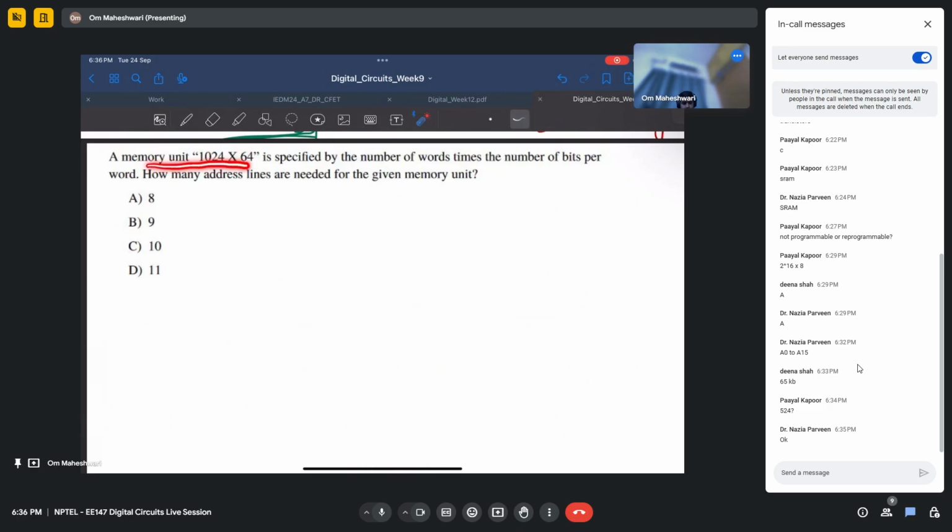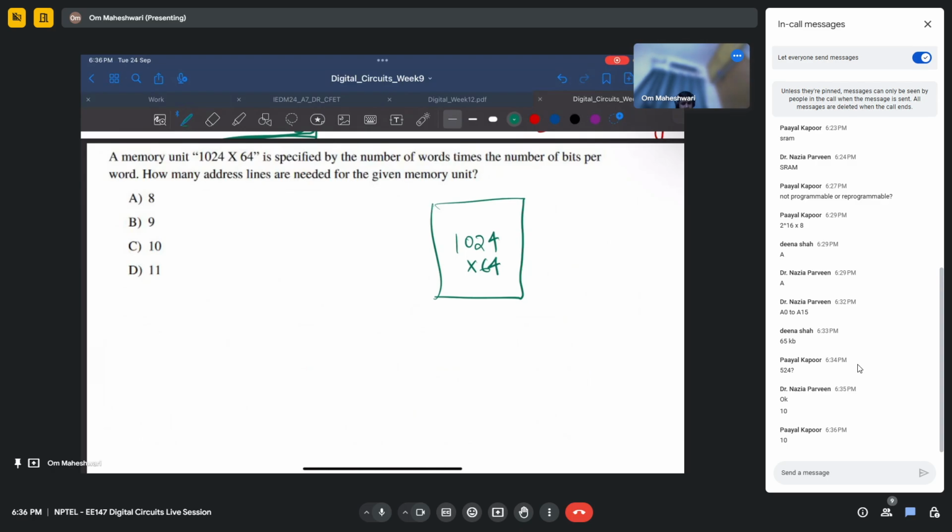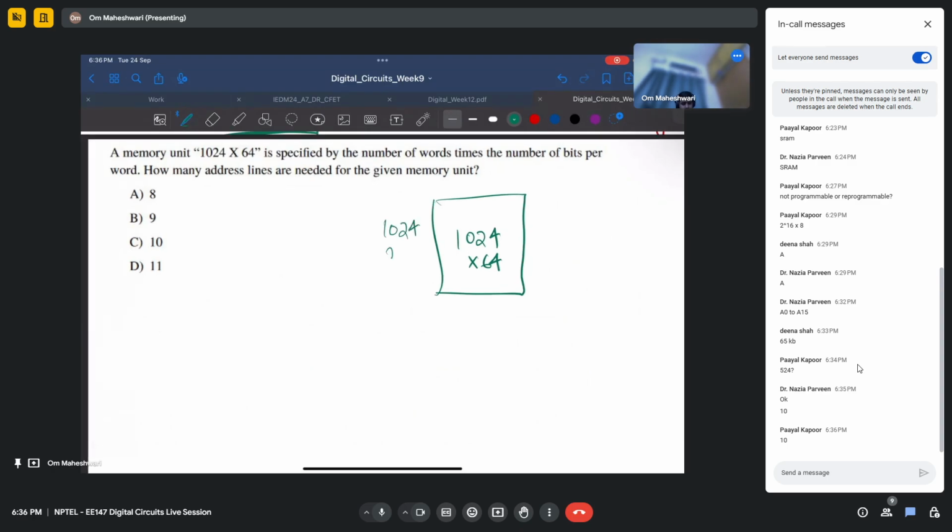A memory unit of 1024 cross 64 is specified by the number of words times the number of bits per word. How many address lines are needed for the memory unit? So basically what they're saying is you have some memory bank, 1024 cross 64, and 1024 are your number of rows and 64 is your number of columns. You have 64-bit data stored. Number of bits per word.